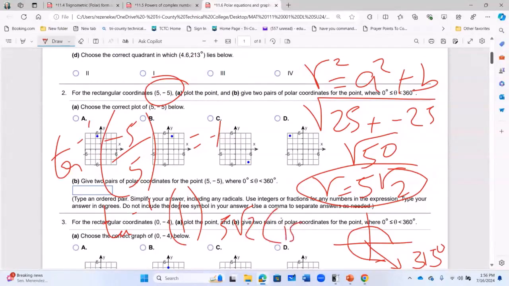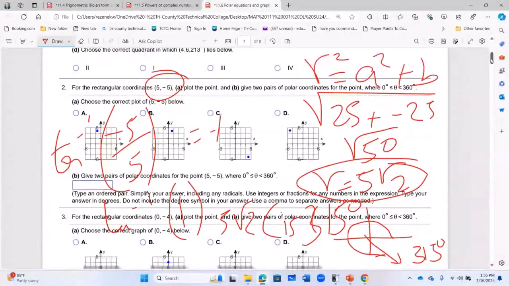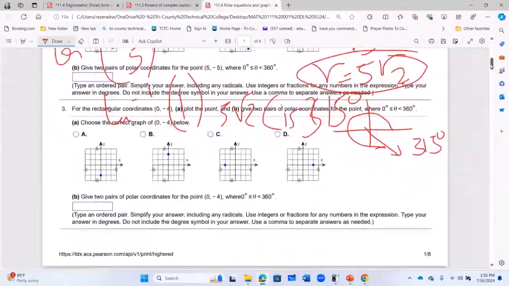You can also change it to radians. 315 degrees, some fractions. So we have one pair of polar coordinates. Okay, so we wrote only one. We need to write two pairs.